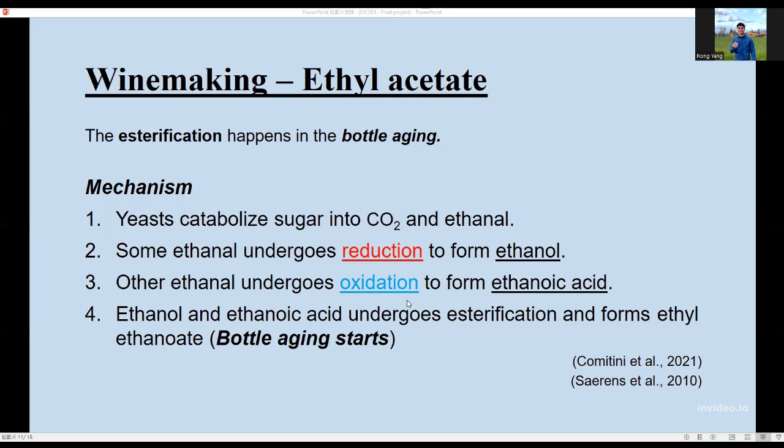And this is where the aging process starts, and you can start to feel the pleasant smell from the wine. And that is the ethyl ethanoate.